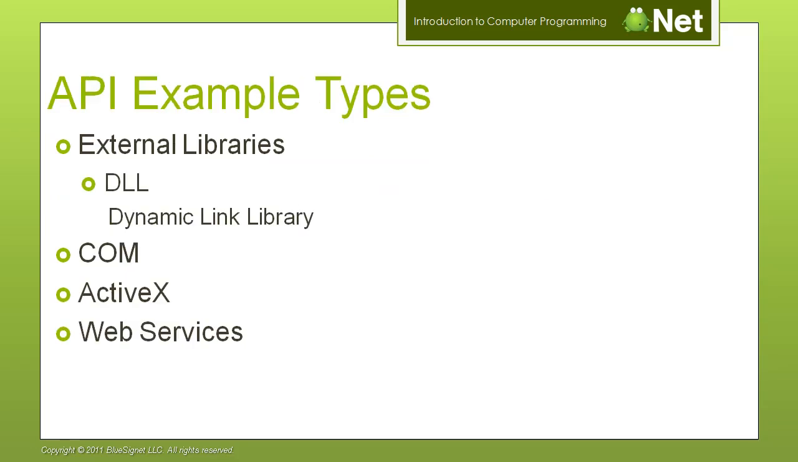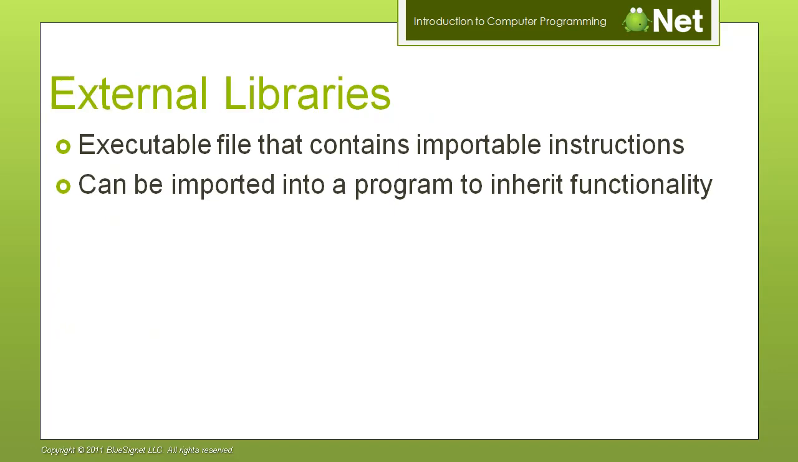Some types of APIs are external libraries such as DLLs. There are also other objects like COM and ActiveX, which are installed on the computer that's running the software, and web services, which are remote APIs. In the case of external libraries, this would be an executable file that contains importable instructions. This can be imported into a program to inherit functionality. So this would be something like a DLL on a computer that can be consumed by a program that you're writing, so that you can acquire that functionality into your program.